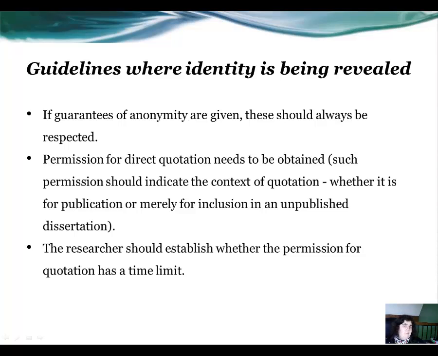If guarantees of anonymity are given, these guarantees should always be respected. However, permission for direct quotations needs to be obtained, and it should indicate the context of the quotation, whether it is for publication or merely for inclusion in an unpublished dissertation or thesis, or strategic commercialization plan. The researcher should establish whether the permission for the quotation has a time limit.